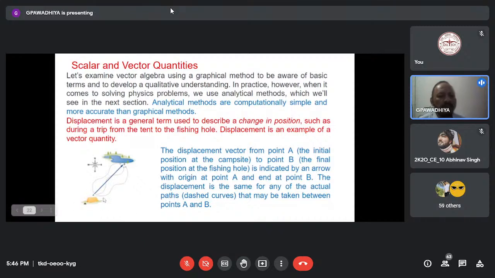Now there is one example here. Suppose somebody is in a tent and goes in the morning to the pond, a fishing hole. How he travels may follow different paths, but the displacement, the vector distance between A and B, is this quantity. So this is the vector distance traveled from A to B. The path may be anything, right? So this is what we mean by the vector.